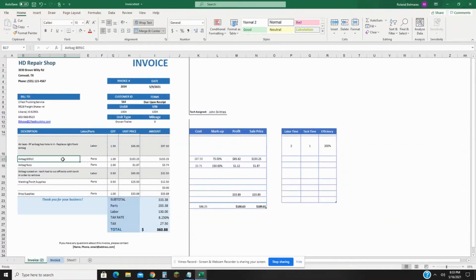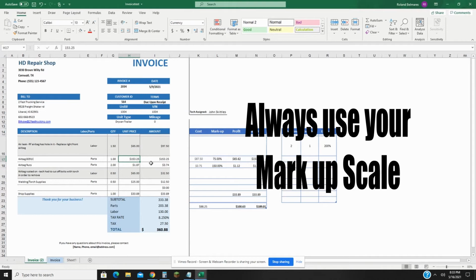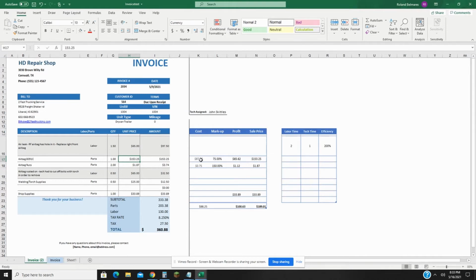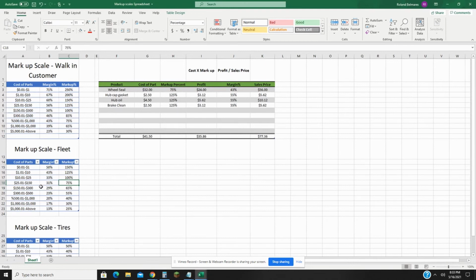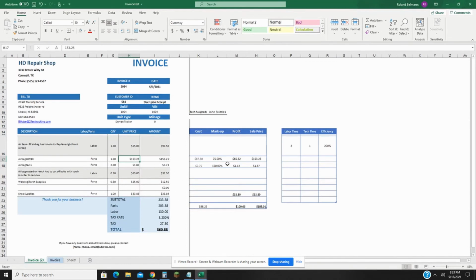So you can see for our airbag, we marked it up and got $153.25 as our price. This particular customer is a fleet customer, so our fleet scale is going to be different. If we look at our markup scale, the markup scale here states that on a fleet customer, if a price falls between 25 and 150, we're going to mark it up 75%. So we mark it up 75%. We charge $65.62 over $87.50.